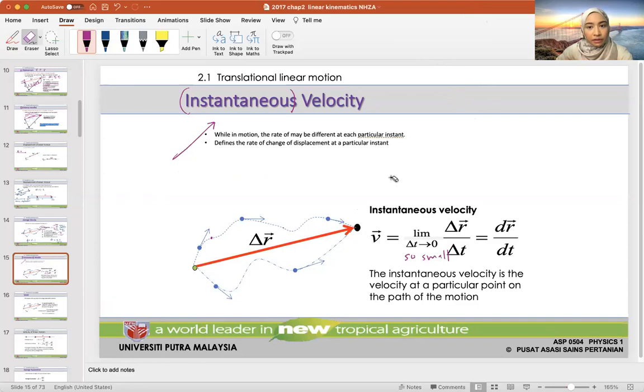Okay, so in average kita ambil total displacement over total time. Instantaneous kita ambil shorter duration of time. And kita tak ambil total displacement lah, kita ambil displacement kecil-kecil je. Okay, ke atas tu ke tu delta. Ke atas tu ada mana? Ada atas tu. Saya tak faham.